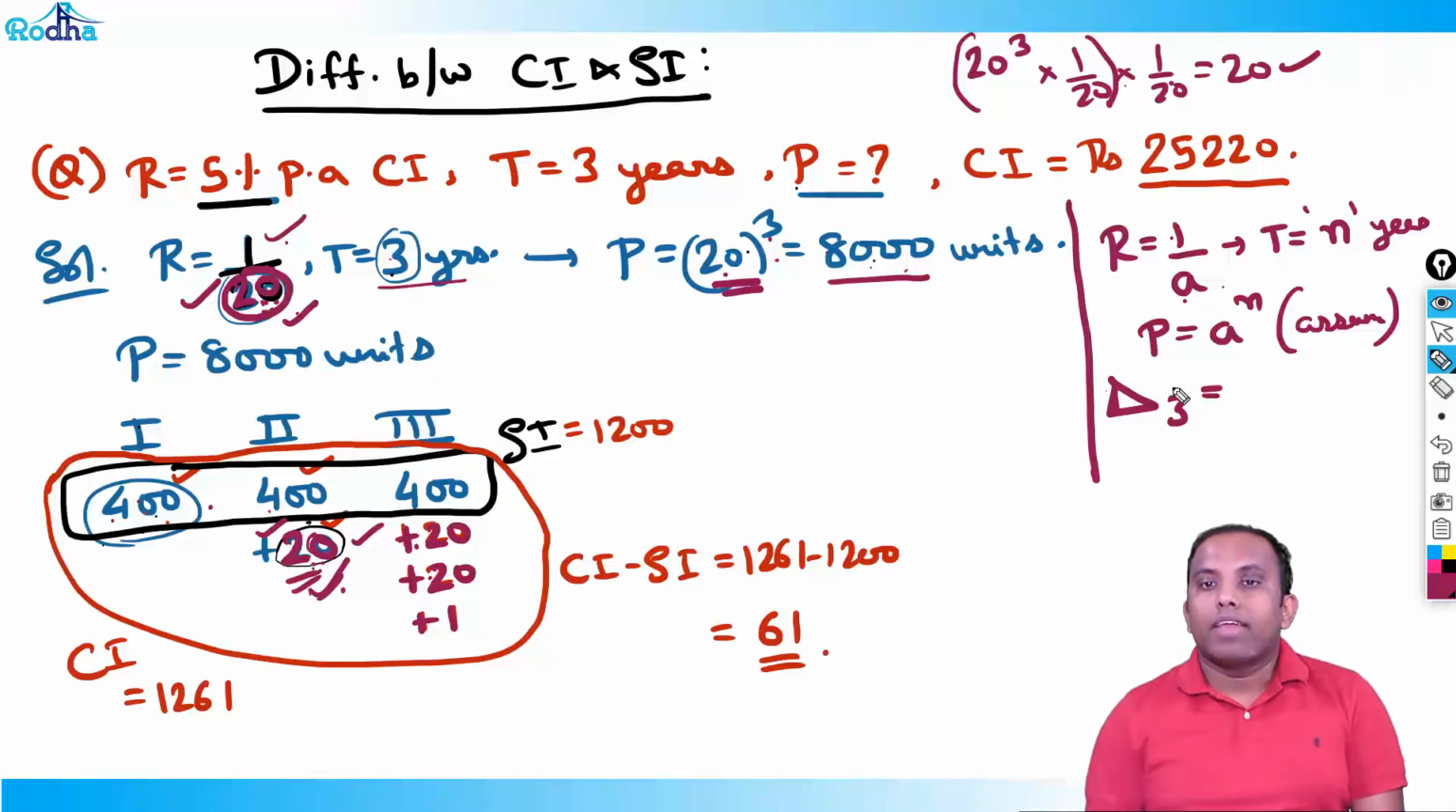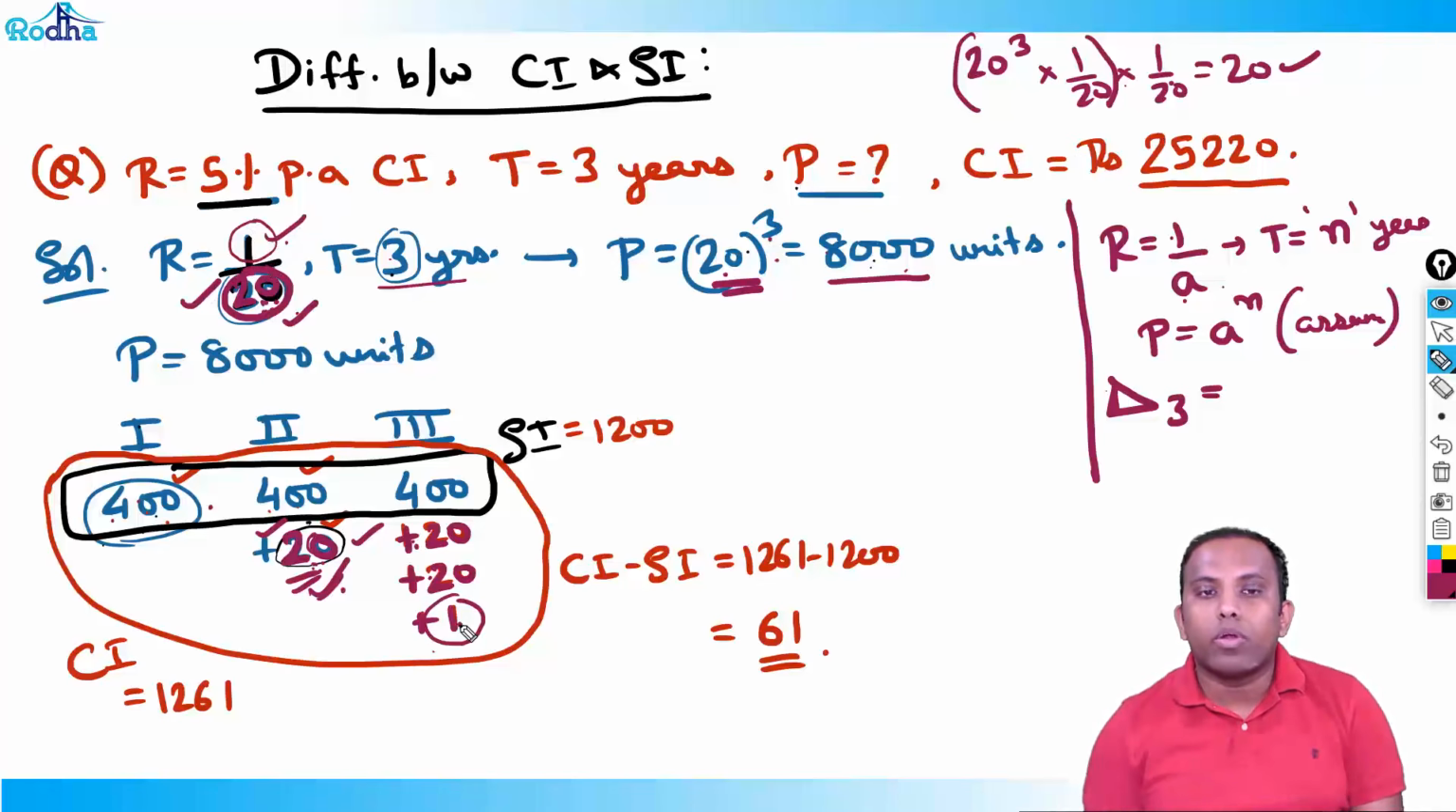Delta 3 is the difference between SI and CI for 3 years. How did I write delta 3 here? You see, 20, 20, 20 plus 1. Always true. And what is this one? This one will always be the same as this numerator. After 20, this one is again 5% of this 20. So 1 by 20 will be giving me 1.